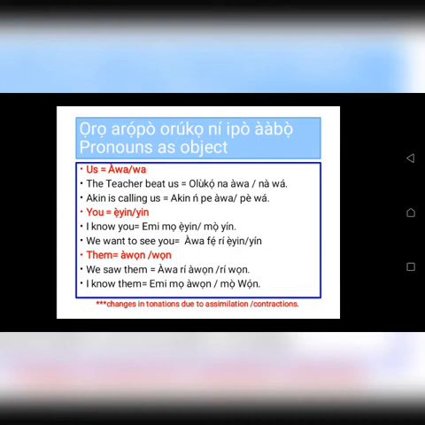The teacher beat us. You can say olùkọ́ nà àwa, or olùkọ́ nà wá. Àwa here also means us. Akin is calling us. Akin ń pe wá or Akin ń pe àwa.